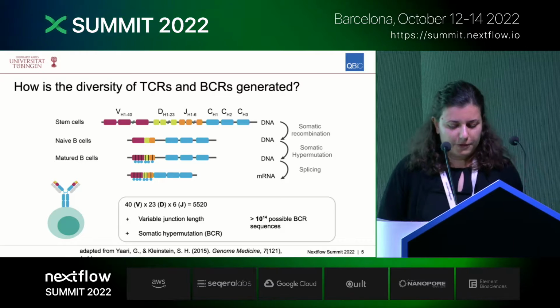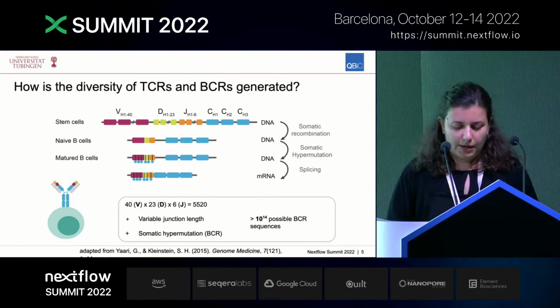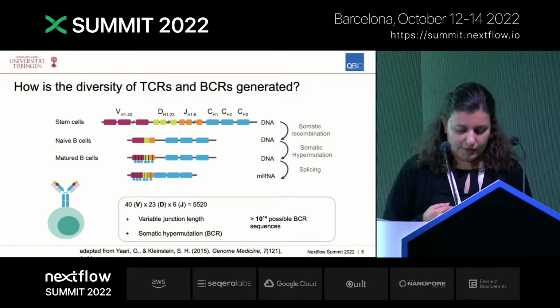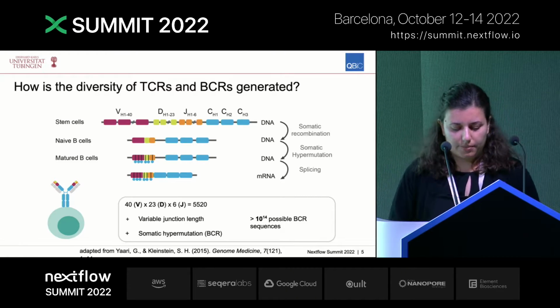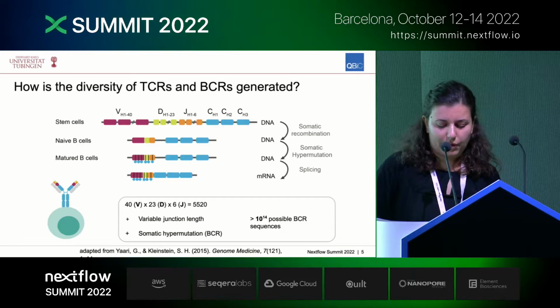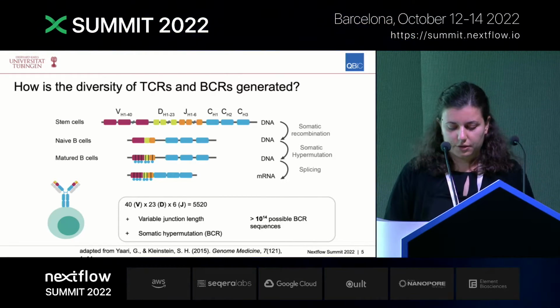So all of these procedures basically generate a wide variety of BCR and TCR sequences, and it's estimated that together with this VDJ gene recombination, variable junction length, and in the case of BCR somatic hypermutation, there are theoretically 10 to the power of 14 possible BCR sequences.